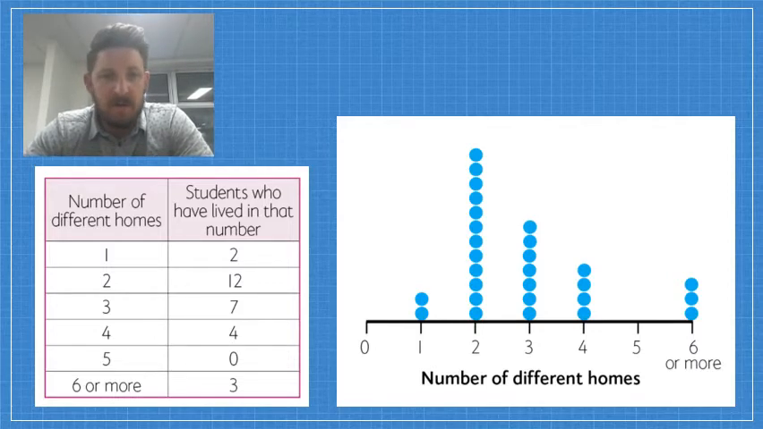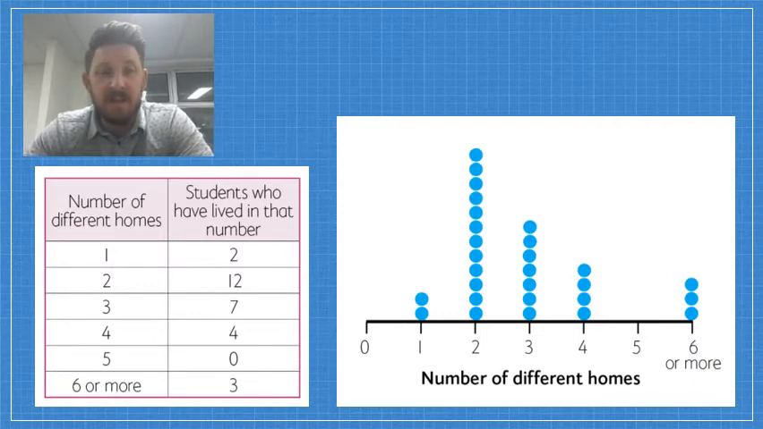So this first example looks at surveying a number of students around the school, and I went and asked them all the different homes that they've lived in. Now that might be a caravan, a unit, apartment, a townhouse, or just a normal house. And I found these statistics. One home, 1 student; 2 different homes, 12 students; 3 different homes, 7; 4 different homes, 4; 5 different homes, 0; and 6 different homes, 3.